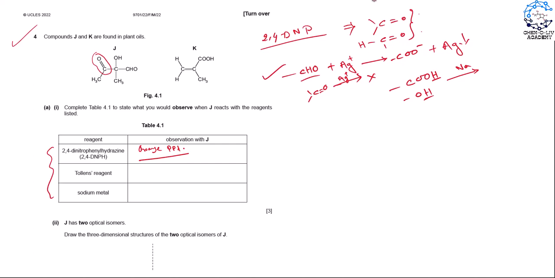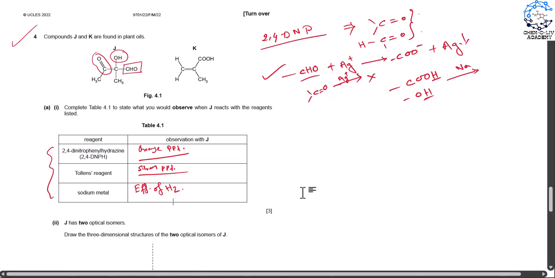What about Tollens reagent? Tollens reagent will also be positive because of this CHO group. So Tollens reagent is positive, and you will observe a gray silver precipitate, the silver mirror. The next one, sodium metal, is also going to react because there is an OH. So effervescence of hydrogen gas is going to be produced, because sodium is going to displace the hydrogen of the OH group. Now this is about the answers, all three answers.